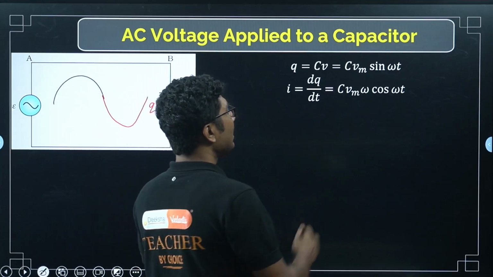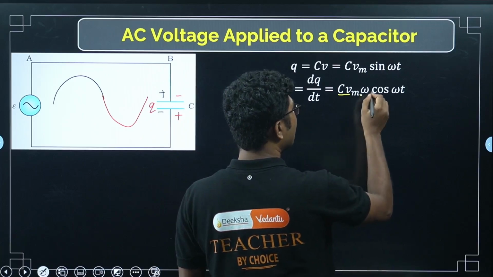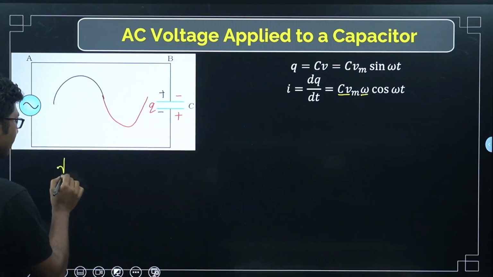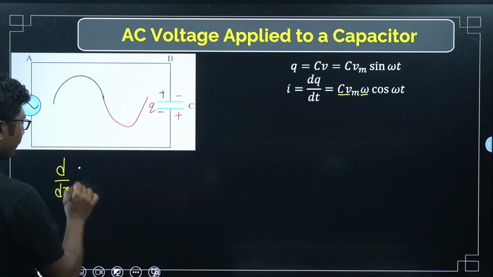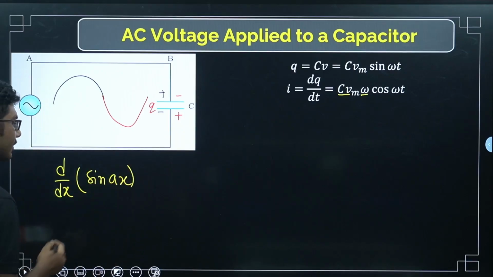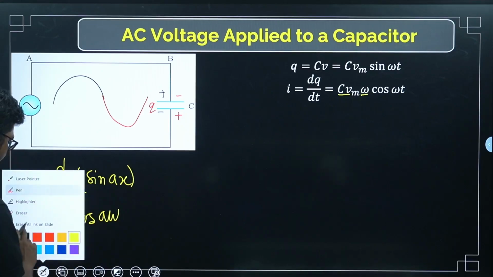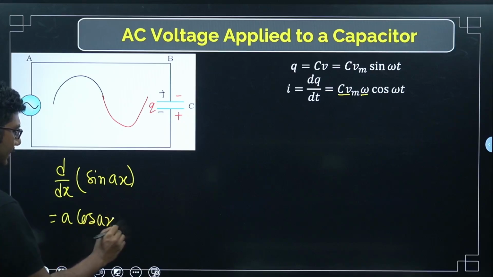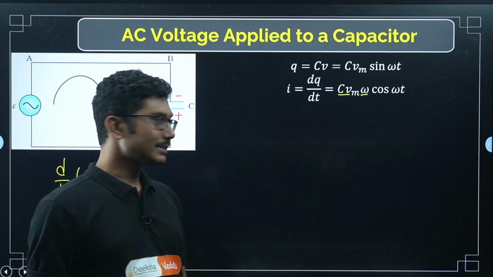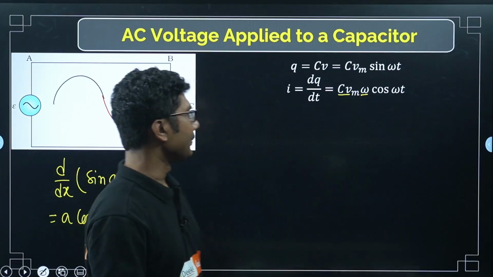Now what is dq by dt? CVm is constant, so it will be out of the differentiation. Omega is also constant. So remember that d/dx of sin ax is equal to a cos ax, right? The same thing we have done here also. Omega is common, so we get omega cos omega t, right?